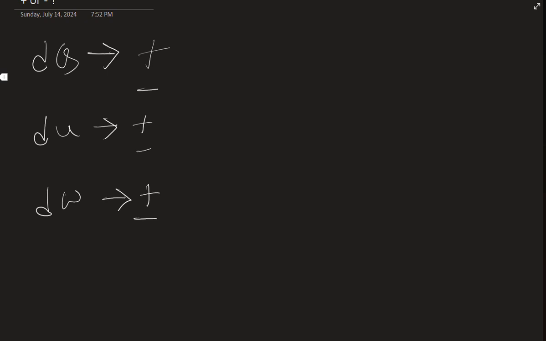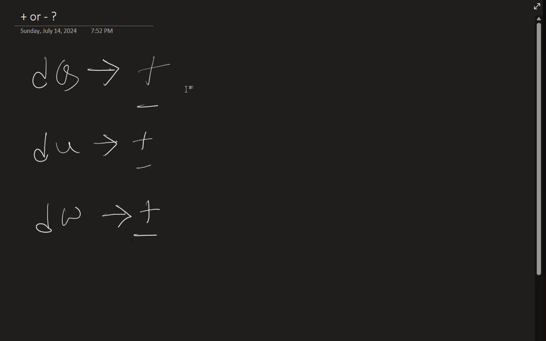Now, plus or minus. In the equation that we just mentioned, dq is equal to du plus dw, all three parts of the equation can be either positive or negative.